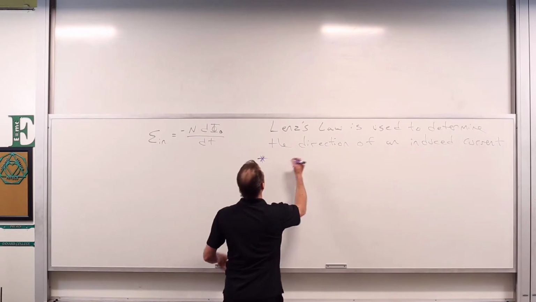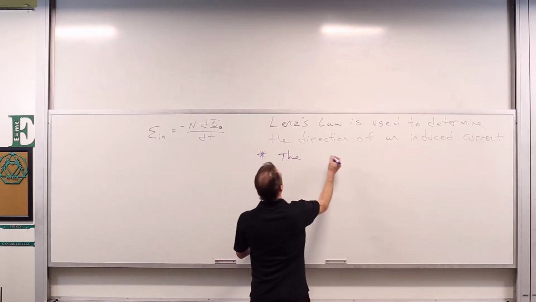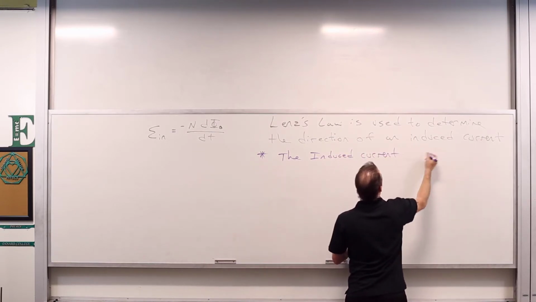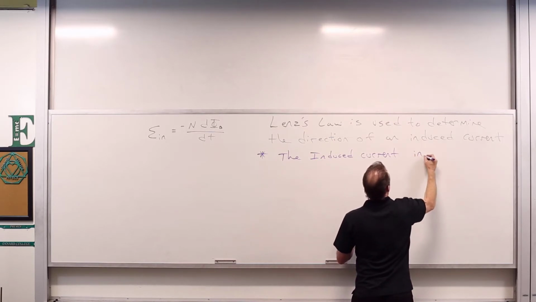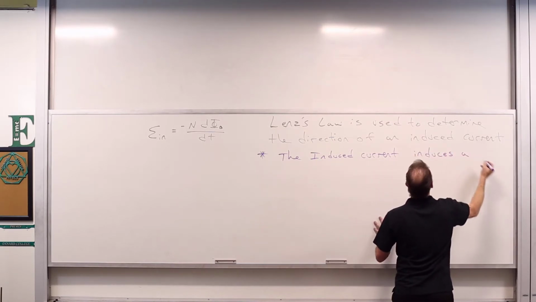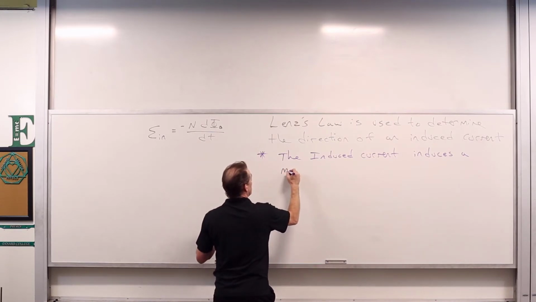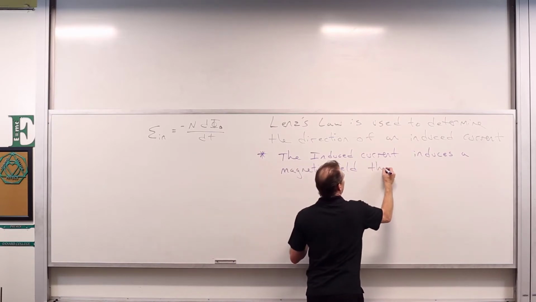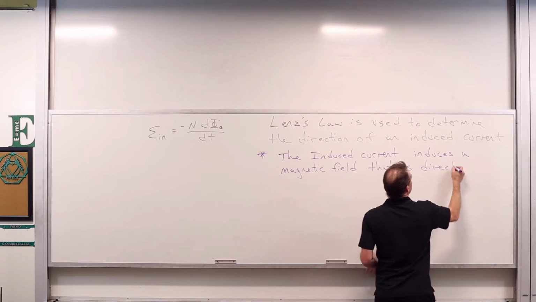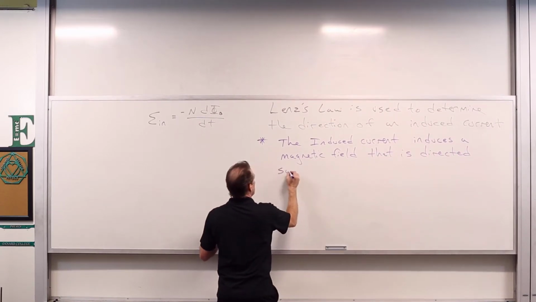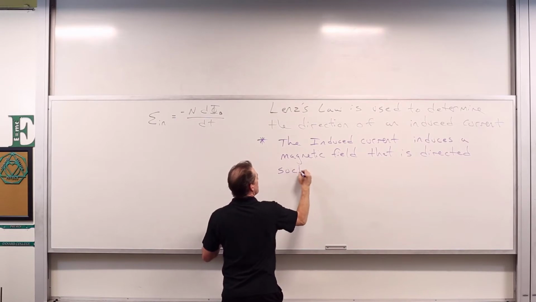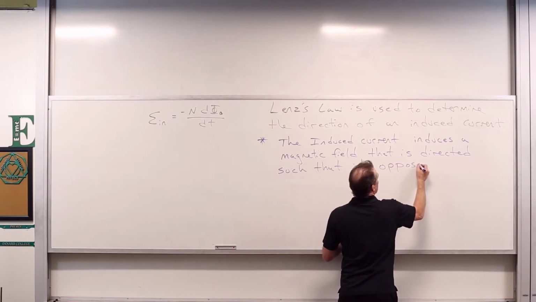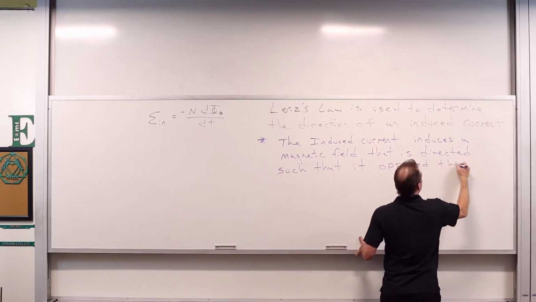So, the induced current induces a magnetic field directed such that it opposes the original change in flux.